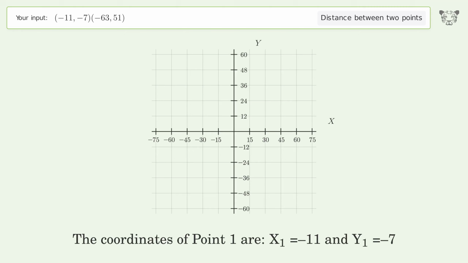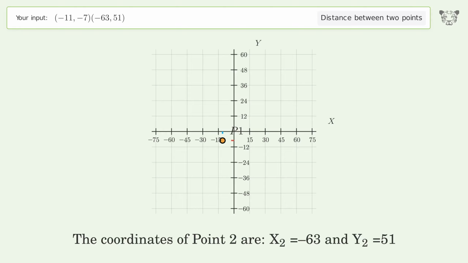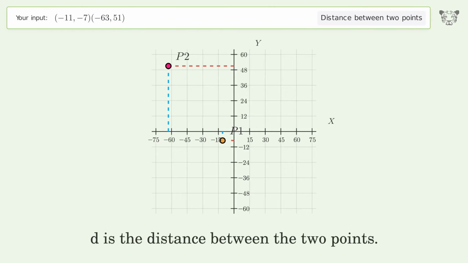The coordinates of point 1 are x1 equals -11 and y1 equals -7. The coordinates of point 2 are x2 equals -63 and y2 equals 51. D is the distance between the 2 points.